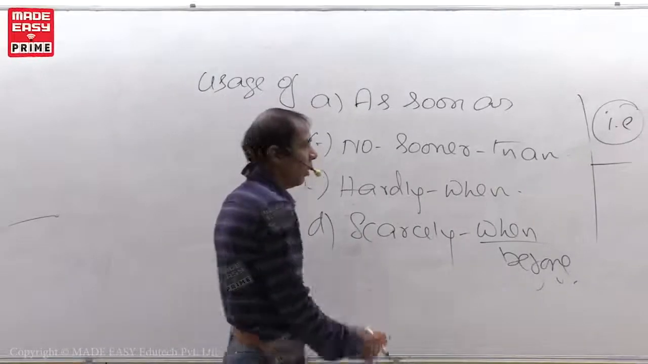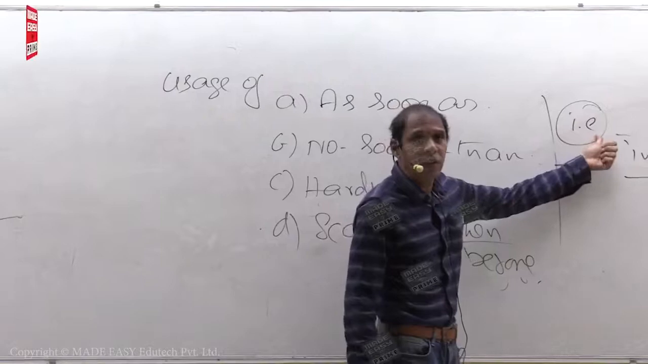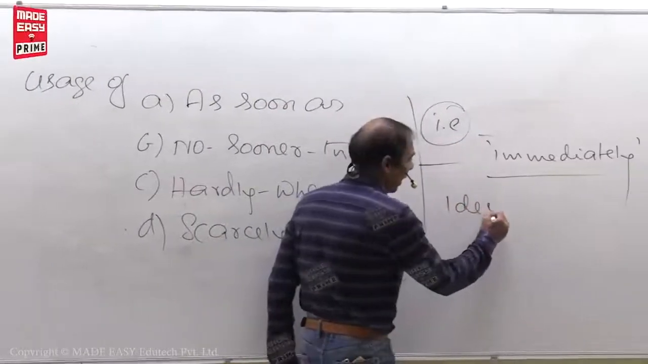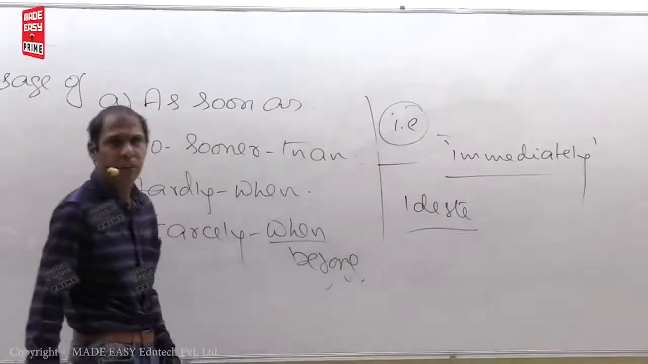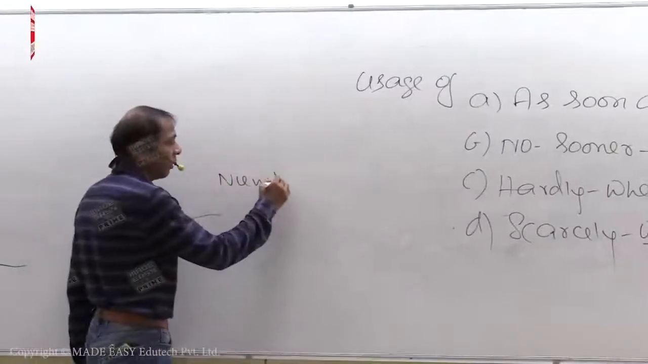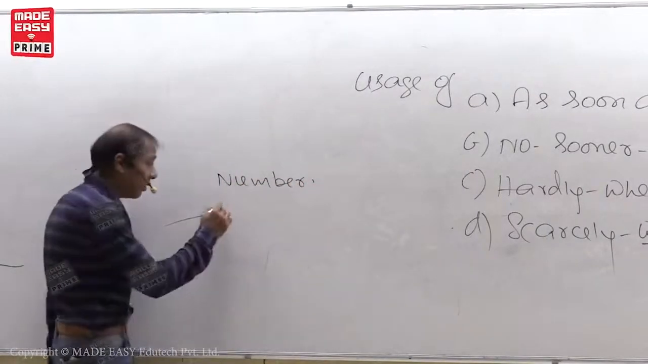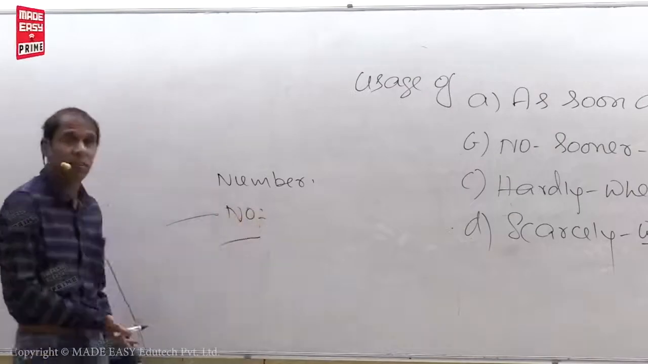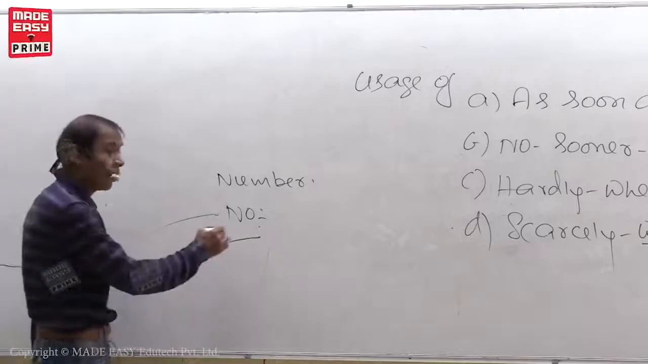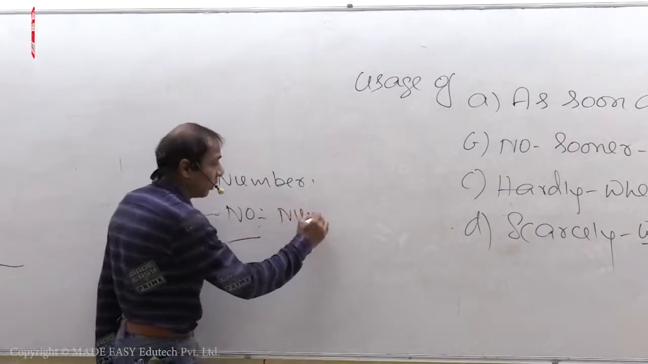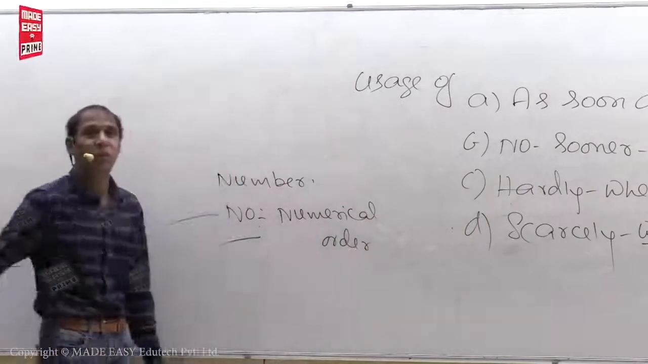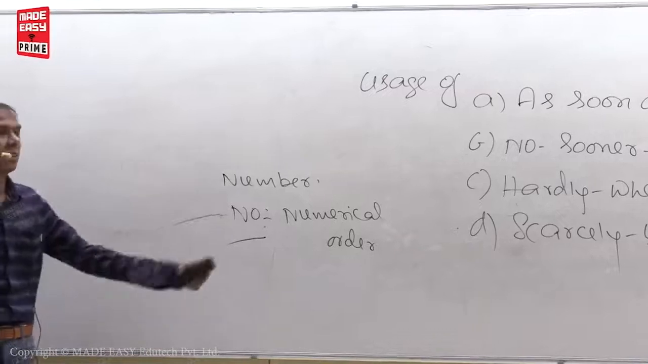See? What is the full form of IE? Everyone says that is, that is. What is the full form of IE? Id est. This is a Latin word. Okay? See, the number spelling is NUMBER, but in short form everyone writes NO. Actually, there is no O letter in the word, then why are you writing like this? You know why? NO means numerical order. Okay?